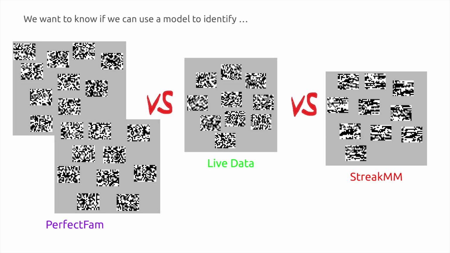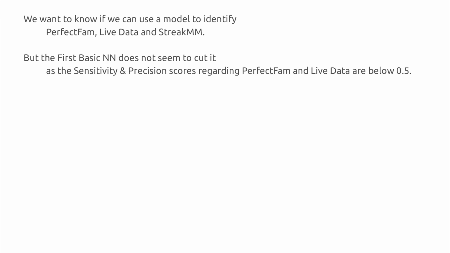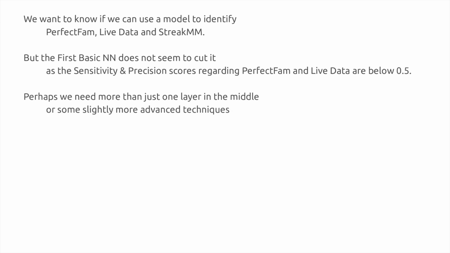We want to know if we can use a model to identify PerfectFAM, live data, and StreakMM. But the first basic NN does not seem to cut it, as the sensitivity and precision scores regarding PerfectFAM and live data are below 0.5. Perhaps we need more than just one layer in the middle, or some slightly more advanced techniques, or all of the above.